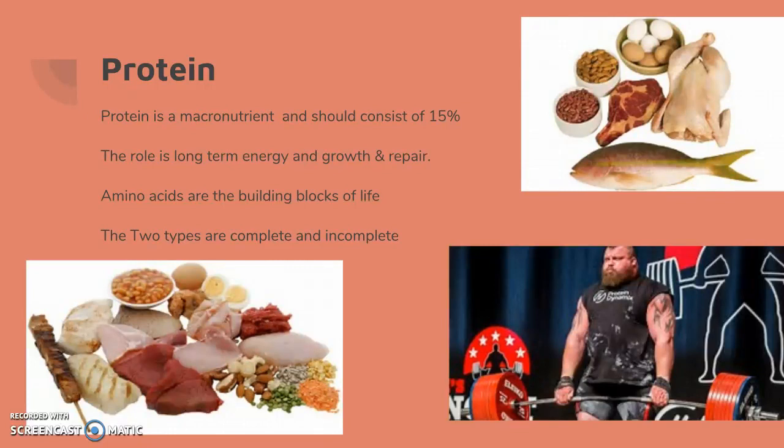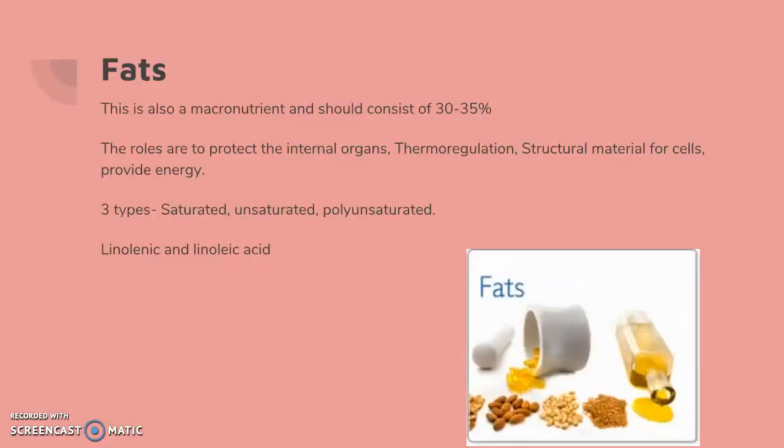There are 2 types of proteins, complete and incomplete. Some complete protein examples are eggs, fish, and meat, whereas incomplete are bread, cereal, and peas.